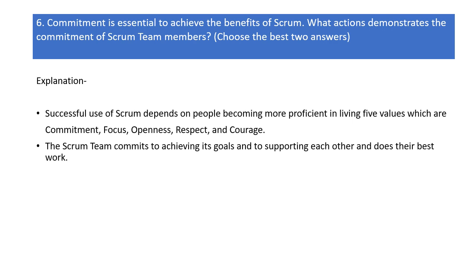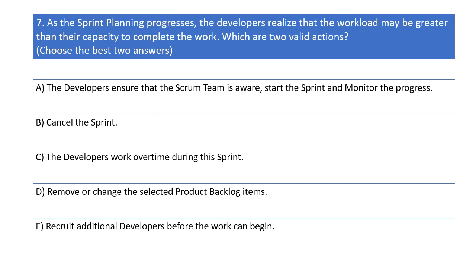Question number 7. As the sprint planning progresses, the developers realize that the workload may be greater than their capacity to complete the work. Which are two valid actions? Choose the best two answers. Option A. The developers ensure that the Scrum team is aware, start the sprint, and monitor the progress. Option B. Cancel the sprint.